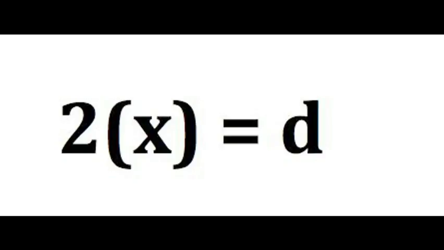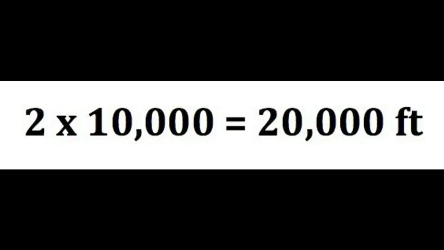Number 5. Use your equation from above to determine how far you would have traveled if you walked 10,000 steps. Here's the equation from above, and here it is with 10,000 plugged into where the x was. Now, the equation reads 2 times 10,000 equals 20,000, and 20,000 feet is how far I would walk in 10,000 steps.